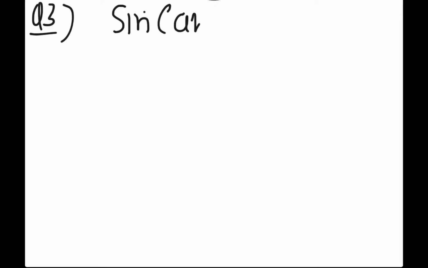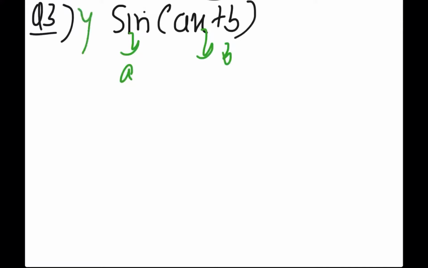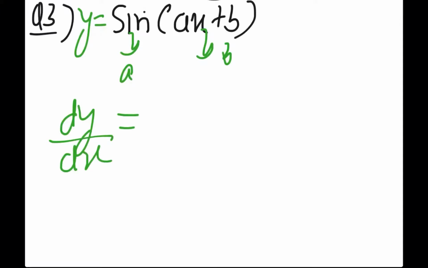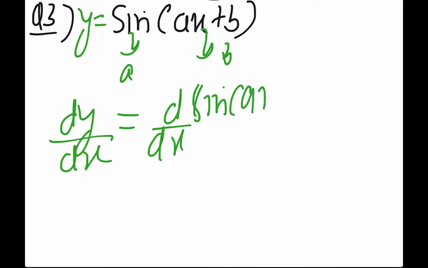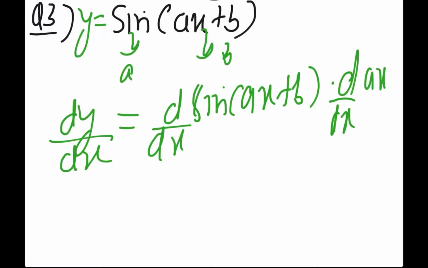Question number 3. Question number 3 is sine of ax plus b. So I can see there are two functions again here. I have a function of sine and I have a function of ax plus b. So I have to differentiate them separately using the chain rule. And this of course is equal to y. So dy by dx is basically the derivative of sine of ax plus b into the derivative of ax plus b.